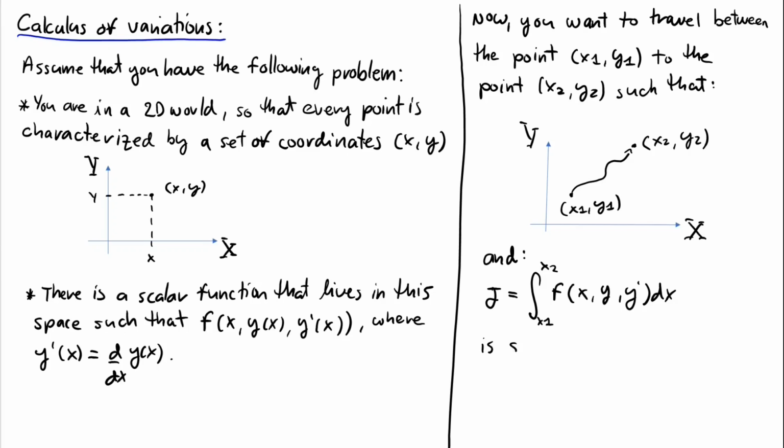Even more, we want this integral to be in a stationary state. That is, j must be an extremum, a maximum, a minimum, or an inflection point. And we want to optimize f. Notice that since y and y prime are functions of x, this is effectively a one-dimensional problem.